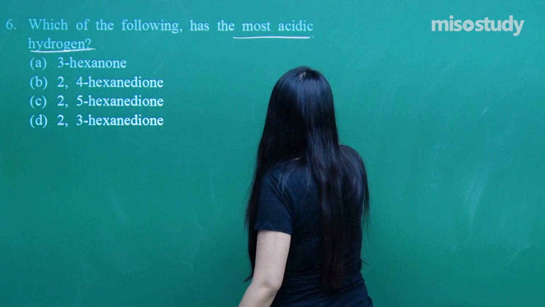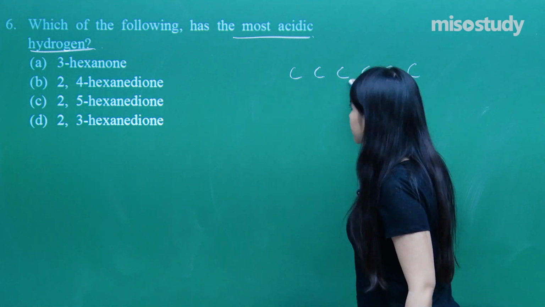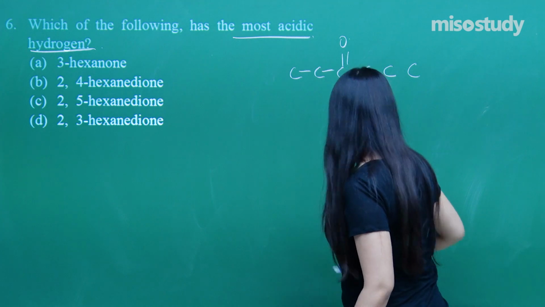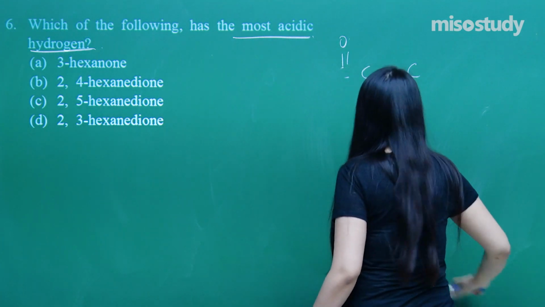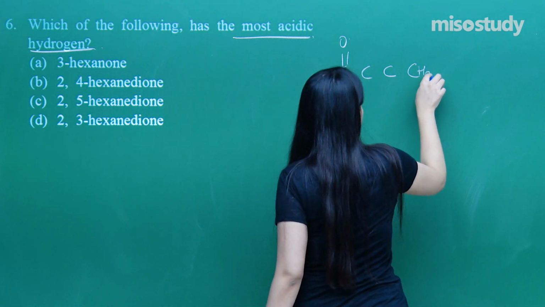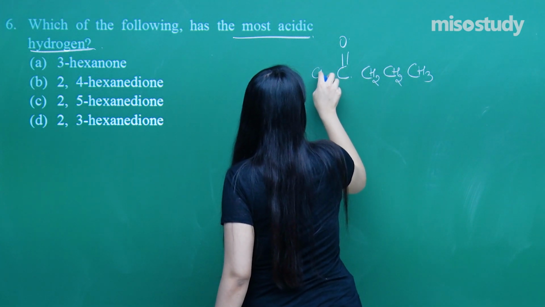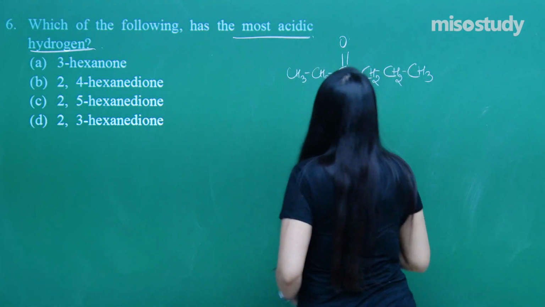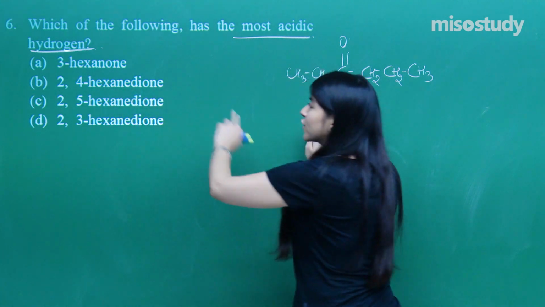So I've got 3-hexanone, 6 carbon atoms, with the carbonyl on the 3rd carbon atom. Let me write it properly, having all the types of hydrogens present: CH3, CH2, CH2, CH2 and CH3. That is option number 1. Let's just quickly draw all of those. I've got 2,4-hexanedione. So just draw with me simultaneously.